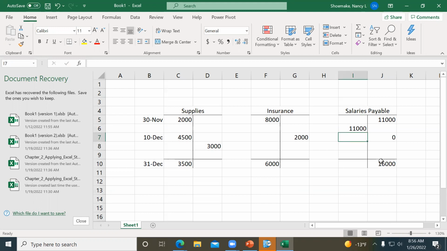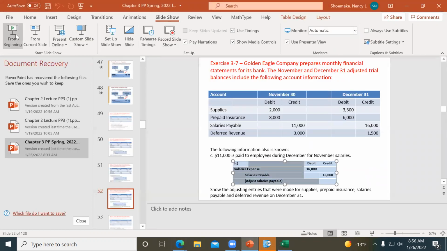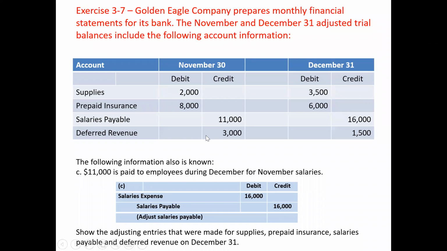We incurred salaries expense of $16,000, and we credited salaries payable of $16,000. The same concept. We haven't paid it yet, but since the salaries were incurred, we need to show the expense and the adjusting and the payable. So then in January, when we pay the salaries, it's at that time we'll debit our payable and we credit our cash.